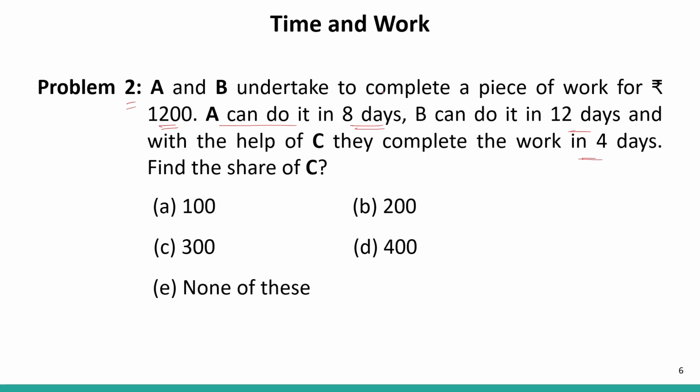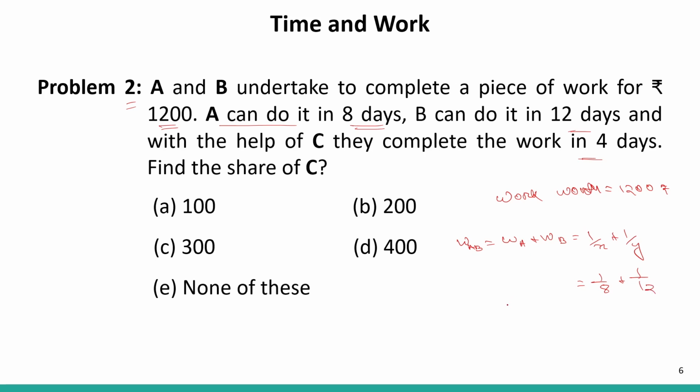So A and B undertake to complete a piece of work for, so work worth W. The work worth is equal to 1200 rupees, right? So this much amount will be given when they work. So the combined rate of A and B will be what? Because A can do it in 8 days, it will be 1 by 8 plus, and B can do it in 12 days, so it will be 1 by 12.